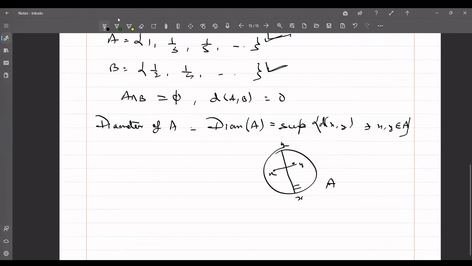And also you might see that this diameter depends on the metric. Because as the metric changes, the concept of distance between x and y will also change. So the diameter depends on the choice of metric. Very important.